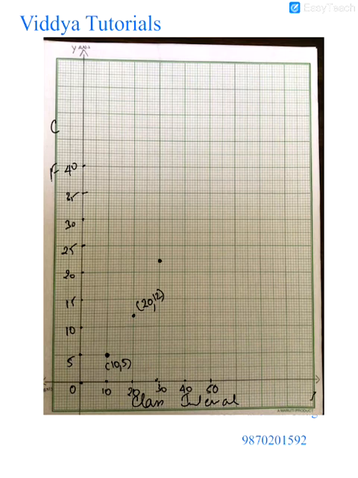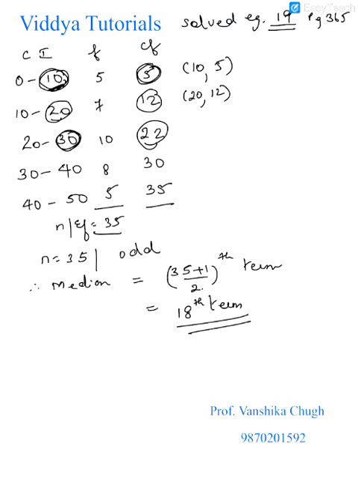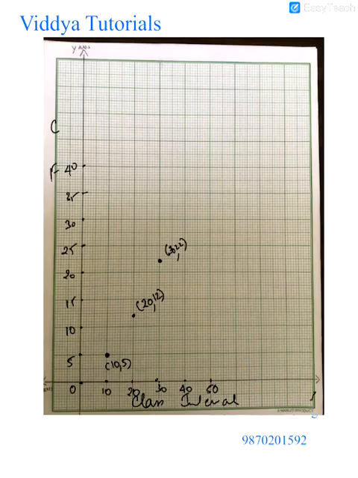So this is 30 and 22. The next point is upper class limit 40 and the CF is 30. So I have to plot 40 comma 30. I start from the x-axis, I locate 40, and then from the y-axis I need 30. So this is my next point.